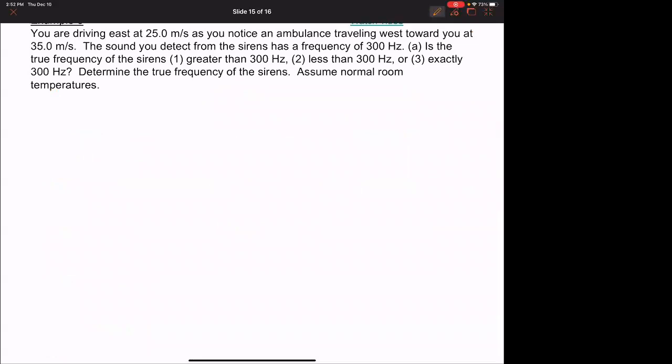All right. Now we have a source moving and an observer moving in this one. You don't have to include the sign. One's going east, one's going west because they're moving towards each other. It'll take care of itself in the equation. So it says you are driving at 25 meters per second east when you notice an ambulance traveling west towards you at 35 meters per second. The sound you detect from the sirens has a frequency of 300 hertz. Is the true frequency greater, less, or the same as 300? Well, if you're moving towards each other and you hear 300, that means the siren's frequency has to be less.